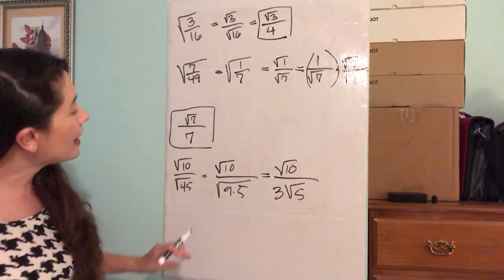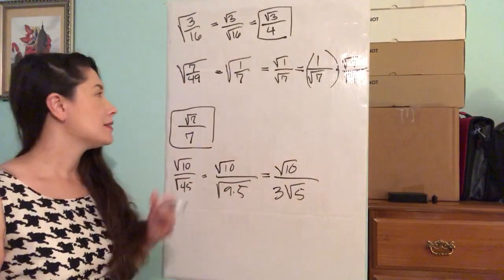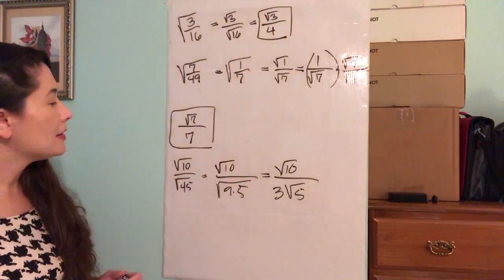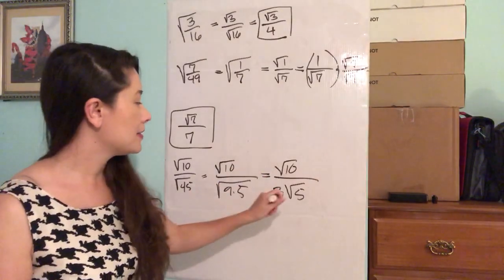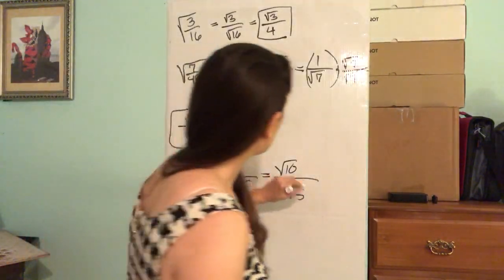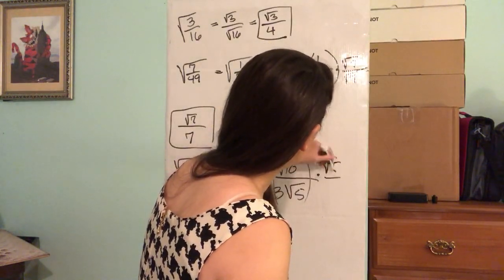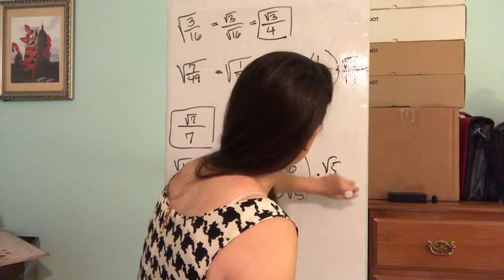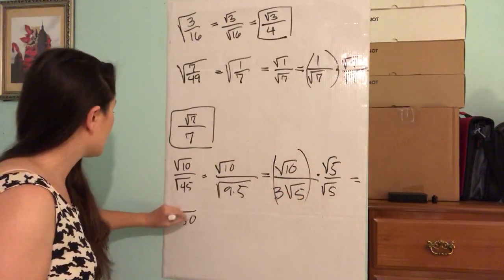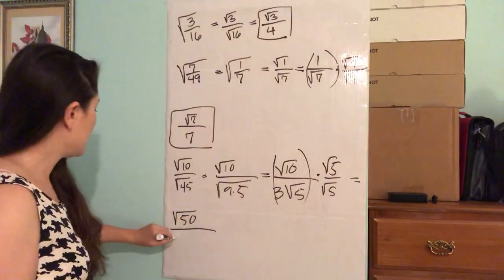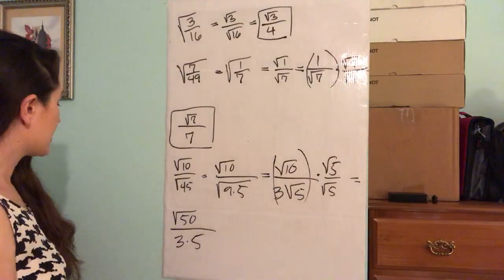Okay, are we done? No, right? Because we have a radical in the denominator and we need to get rid of it. And just like the one we just did, how do we get rid of it? We're going to multiply both top and bottom by the square root of 5. So times the square root of 5 over the square root of 5, that gives us the square root of 50 on the top, and 3 times 5 on the bottom.